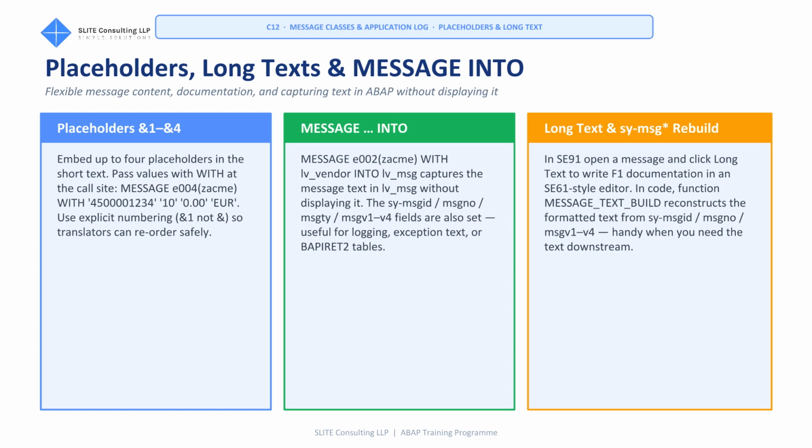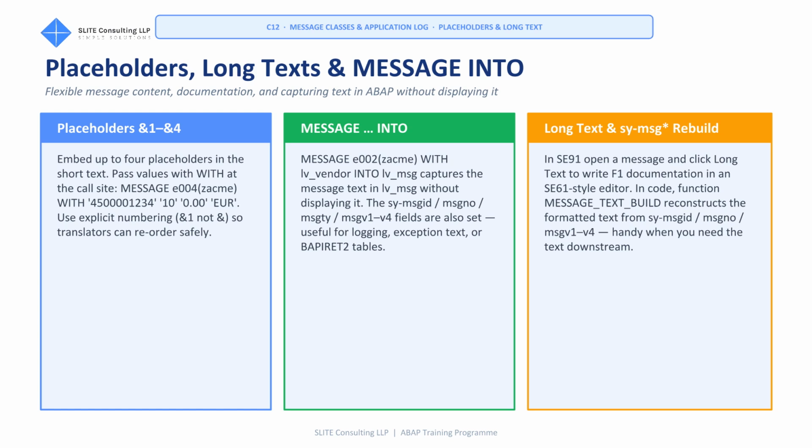The MESSAGE INTO lv_text addition captures the formatted message text in a variable without displaying it. This is essential in 3 situations. In OO methods where displaying an error directly can have unpredictable effects. In BAdI implementations where displaying errors in a post-commit method can dump the calling transaction. And when building return tables for BAPIs or application log entries.